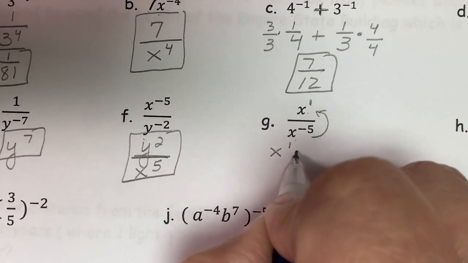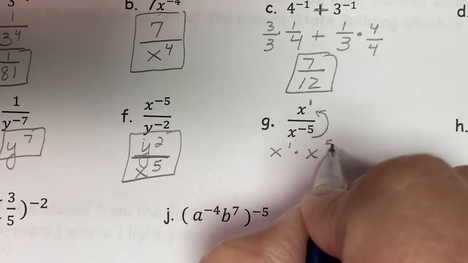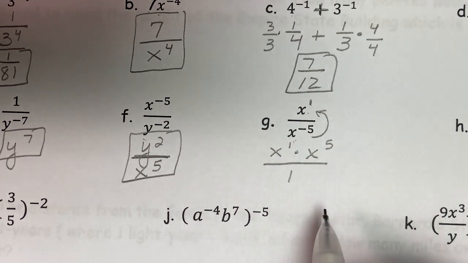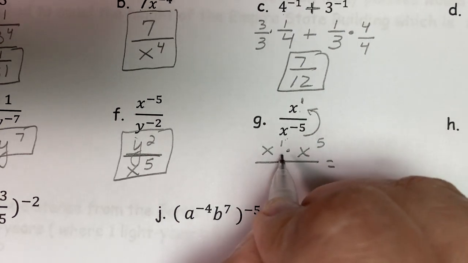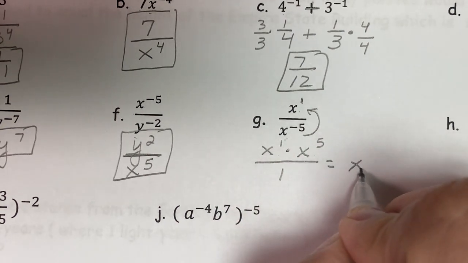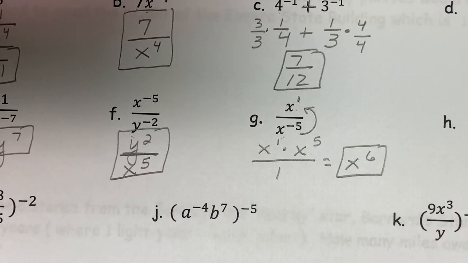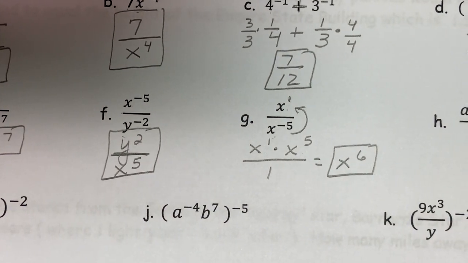So you have x to the first times x to the 5th, and that just leaves a 1 underneath. So my final answer when I multiply these would be x to the 6th power. Remembering when you multiply, you add the exponents.